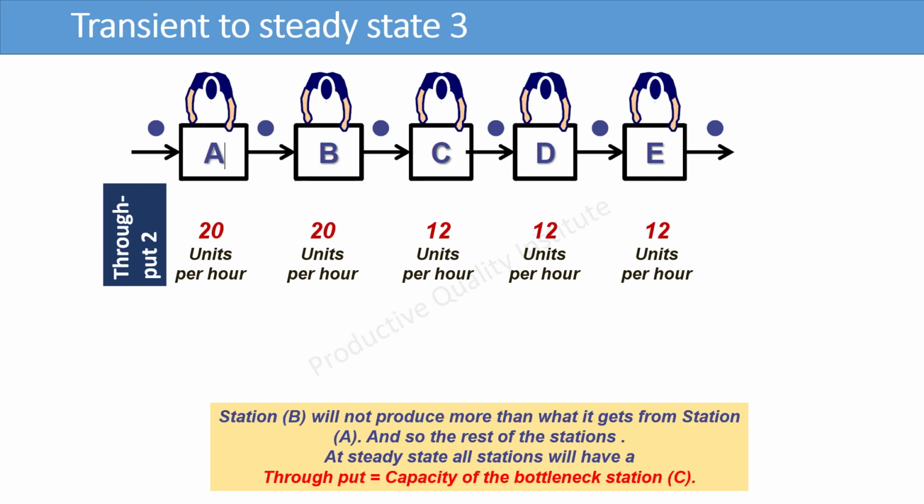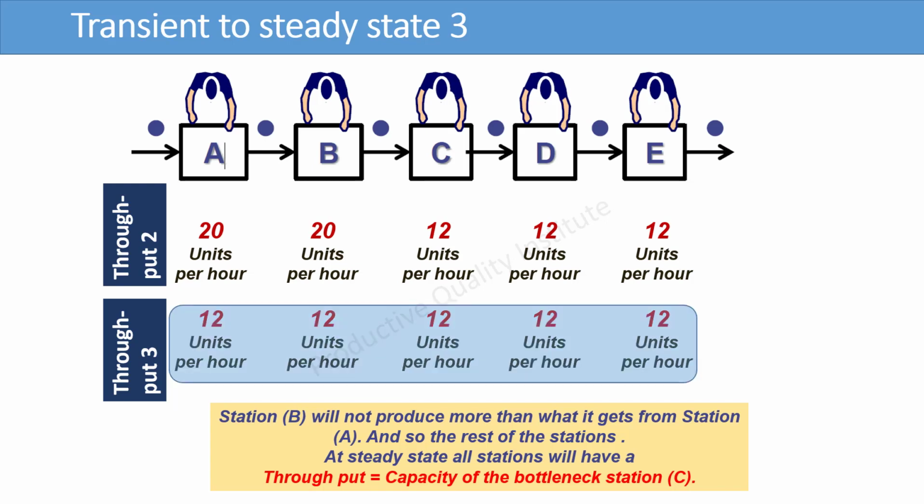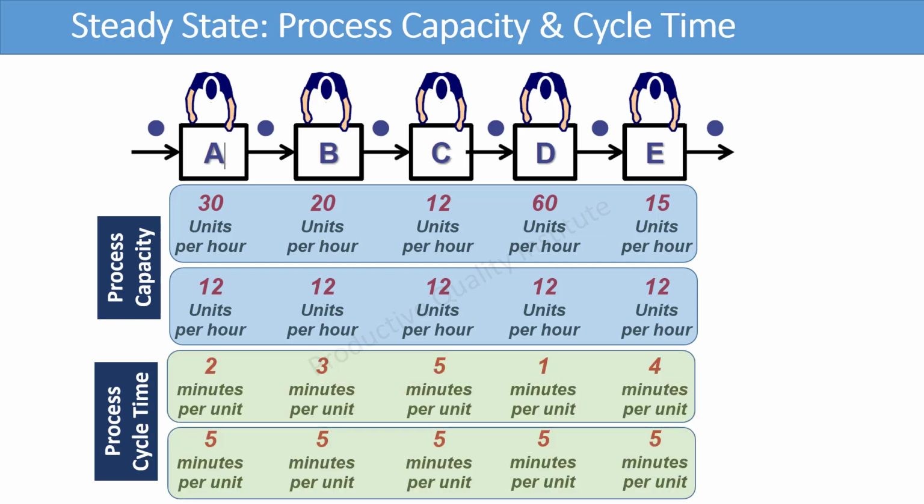Station B will not produce more than what it can get from the previous station A, and so the rest of the stations. At steady state, all stations will have a throughput equal to the capacity of the bottleneck station C. The throughput of all workstations is 12 units per hour in steady state 3. As a last steady state, the final process capacity is 12 units per hour for all stations. So, the final process cycle time will be 5 minutes per unit for all stations.